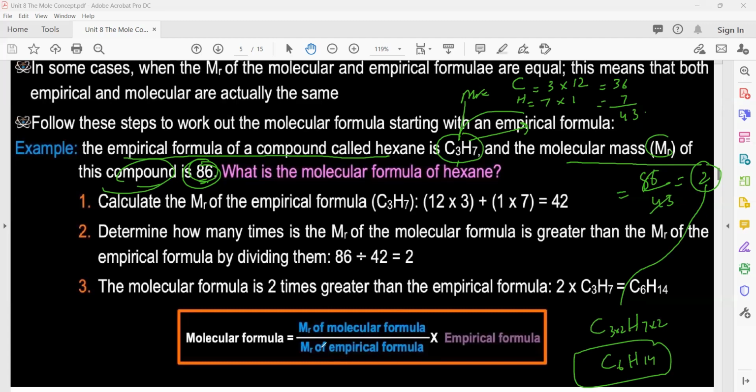Simply, the MR of the molecular formula, for example, what was that? 86, divided by the MR of the empirical formula, what is that? 43. Multiply the empirical formula, what was that? C3H7. So the answer is 2. 2 multiply here, 2 multiply here. So this is the answer.